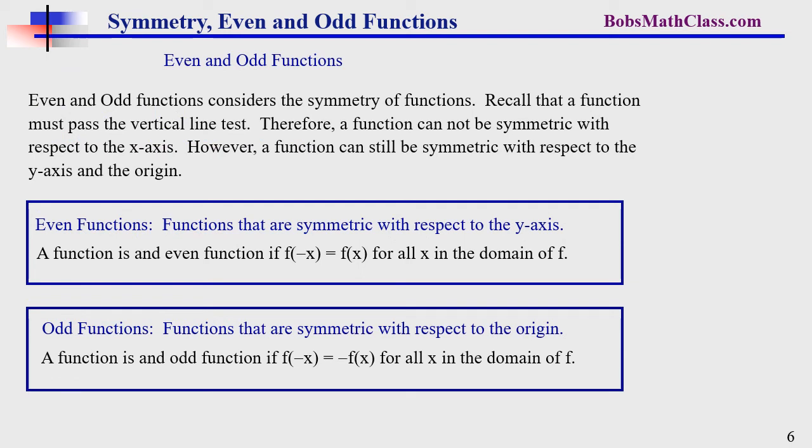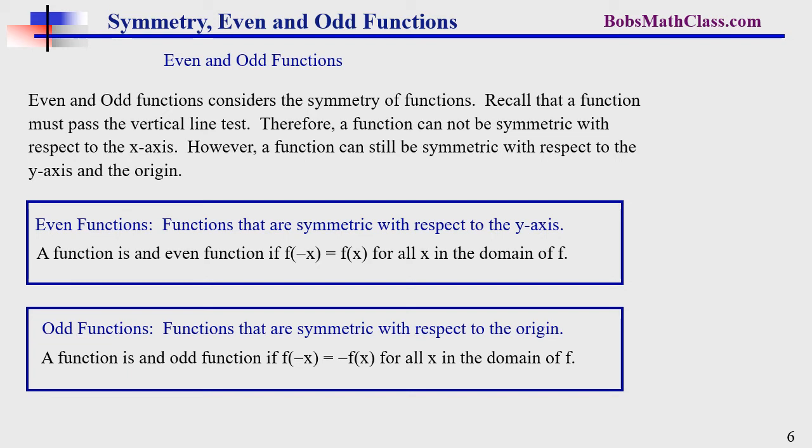Our next topic is even and odd functions. So first of all, we're talking about functions. In other words, it has to start out f of x equals. That's how you know something is a function, if it's f of x equals. Also, consider that a function must pass the vertical line test. So therefore, a function cannot be symmetric with respect to the x-axis. However, a function can still be symmetric with respect to the y-axis and the origin.